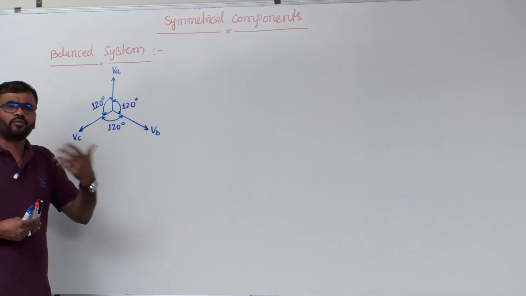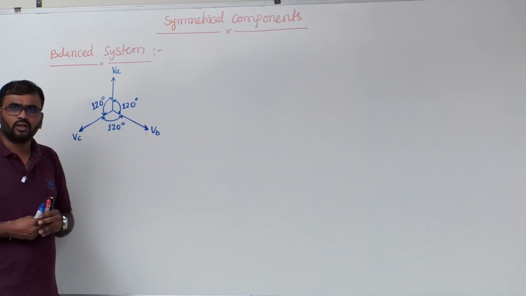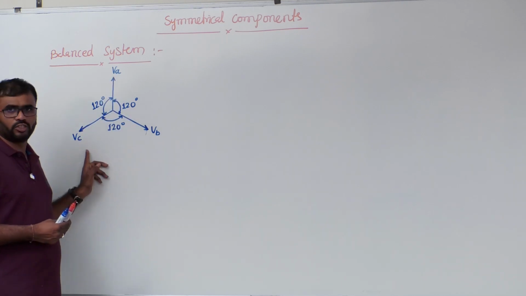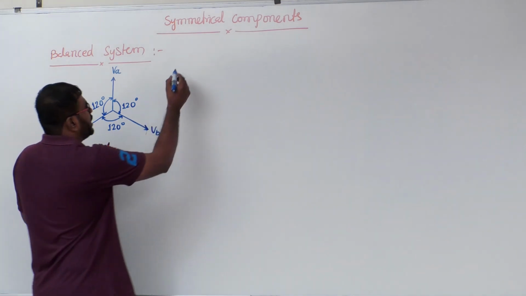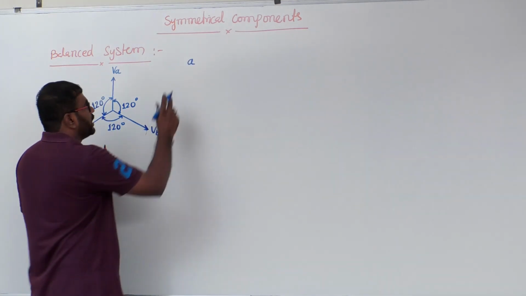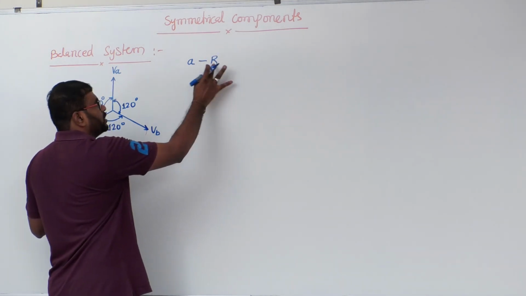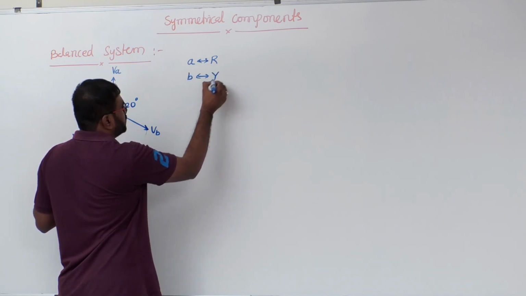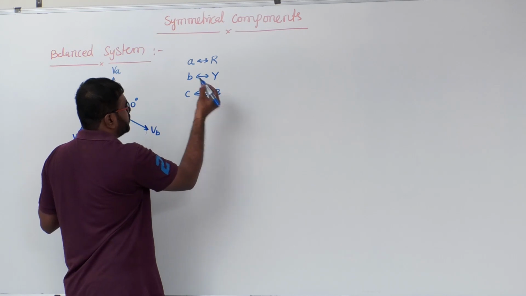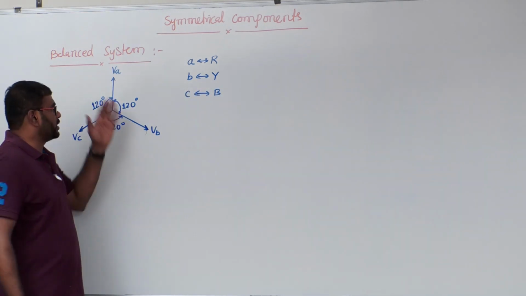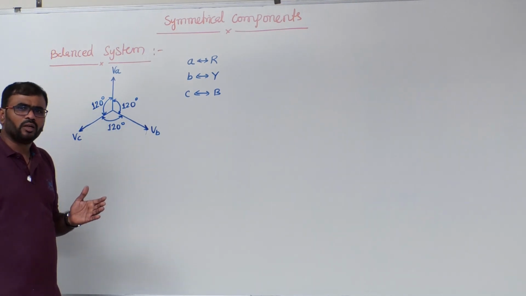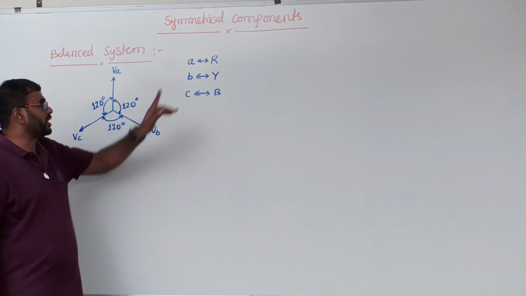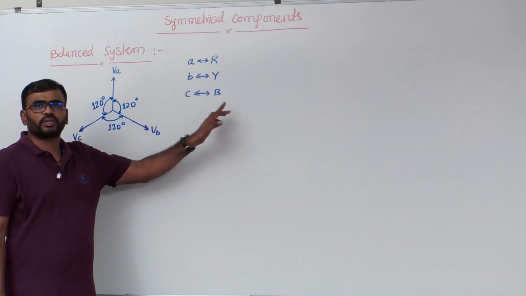There are two conventions you can follow, either the ABC convention or the RYB convention. Throughout our discussion we will follow the ABC convention, not RYB. Even if the problem is given in the other convention, you must treat it like this. A phase means R phase, B phase means Y phase, C phase means B phase. It is up to you, you can follow either convention, but it is simple to write the ABC convention, that is the reason why I am following it. A represents R, B represents Y, C represents B.